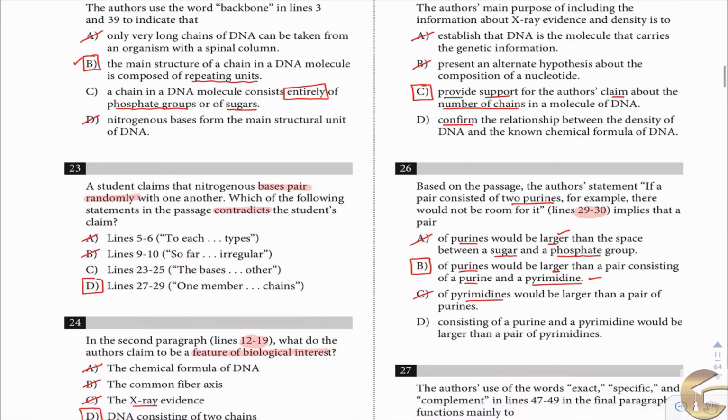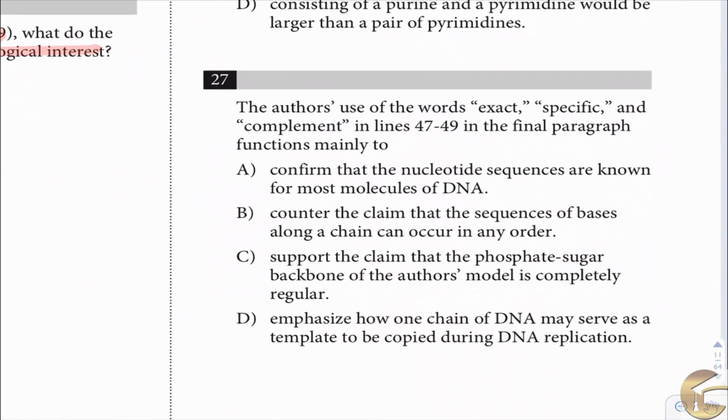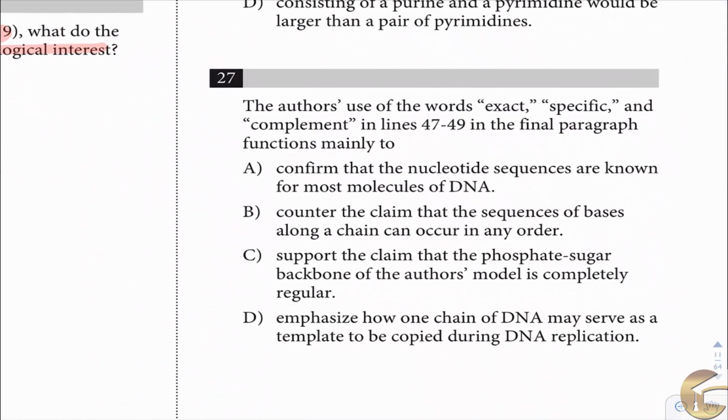So in this case, you look at the answer choices, see what closely matches that. It functions primarily to confirm that the nucleotide sequences are known for most molecules of DNA. Not really have anything to do with what we were talking about. Does it counter the claim that the sequences of bases along a chain can occur in any order? No, it doesn't do that at all. I'm just saying that it does have a specific order, so that's not going to be it either. Does it support the claim that the phosphate sugar backbone of the author's model is completely regular?